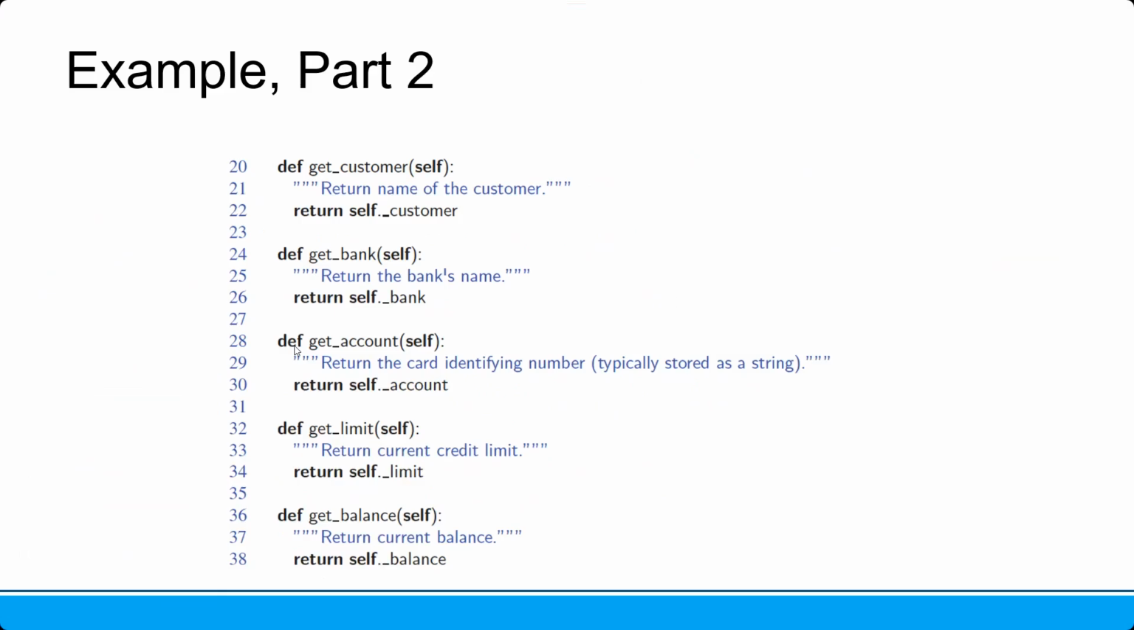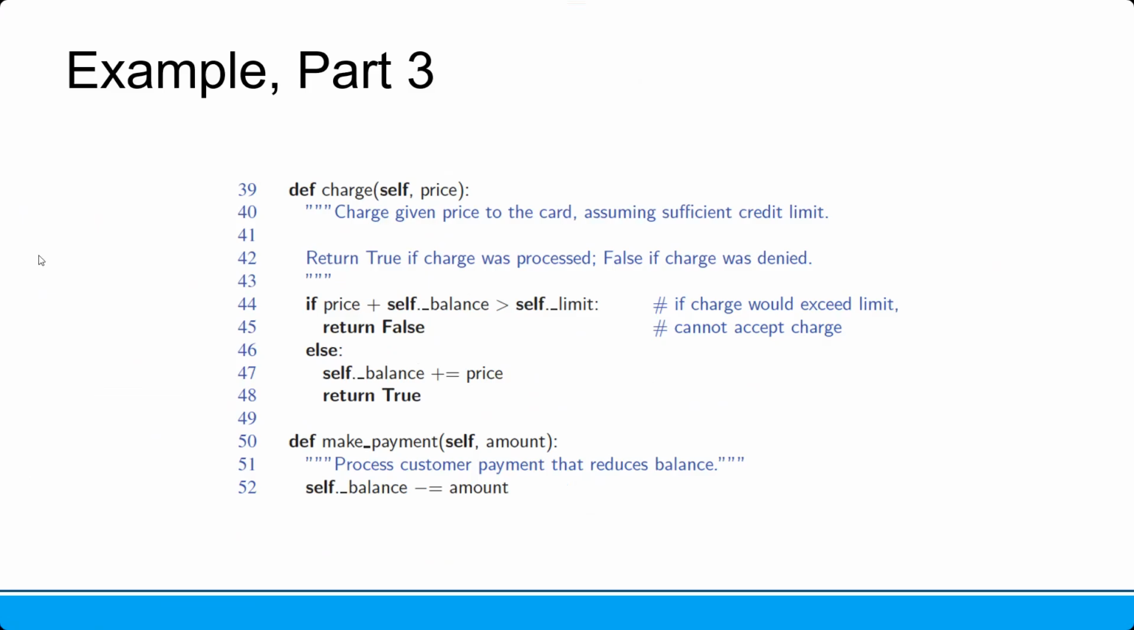Now, the other methods you can see are only to get. So I want to get the customer name. I want to get the bank name. I want to get the account name. I want to get the limit, and I want to get the balance. And the last one, there are 2 methods. The first method is charge. The method charge, we want to put the price.